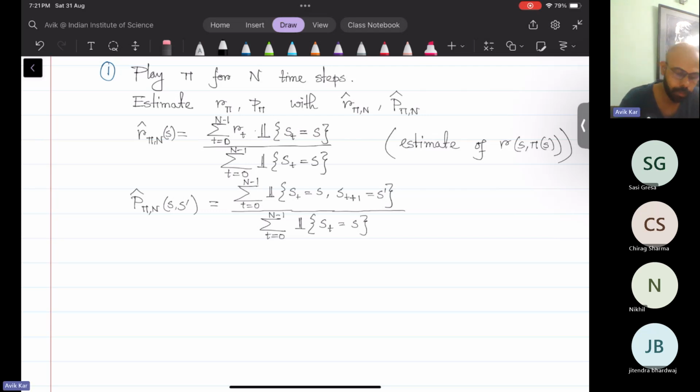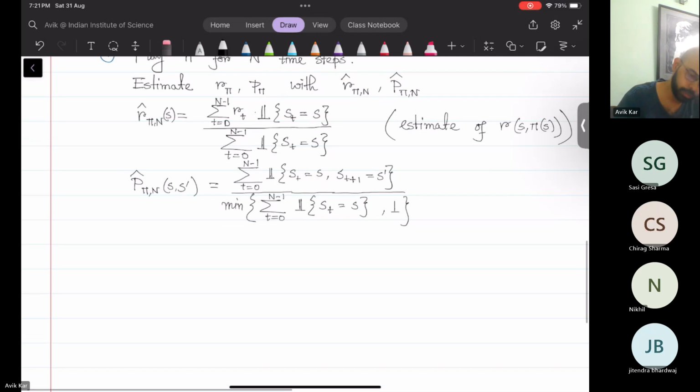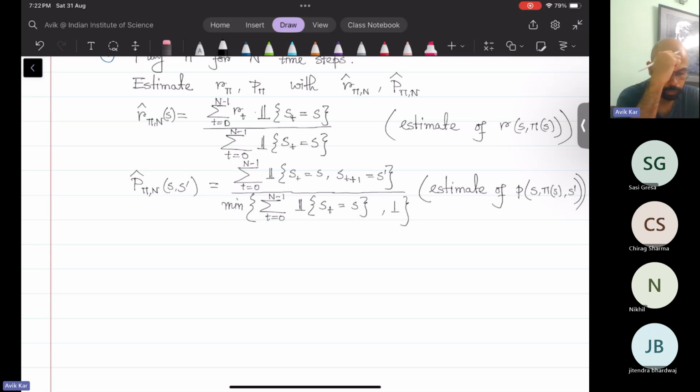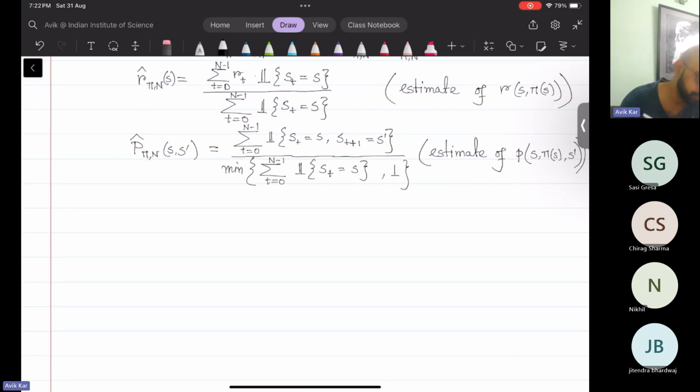Now it may occur that the denominator is 0 because you have never visited state S. In that case, you take the minimum of this and 1. So this is the estimate of P pi. You can see that P hat pi n is a proper probability distribution over the next state.